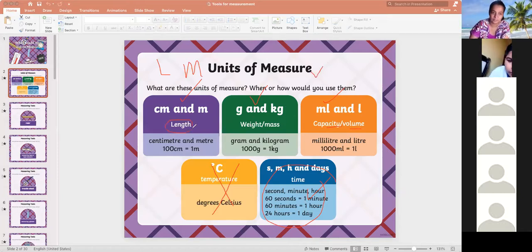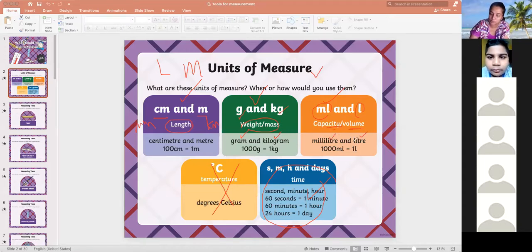So in the topic of length, we have centimeters, meters. Don't forget, we also have millimeters and kilometers. We've got two more extra units there. In weight or mass, we have grams and kilograms. This is how you spell it, okay? And then we have milliliters and liters for capacity or volume. This is how the spelling looks like.